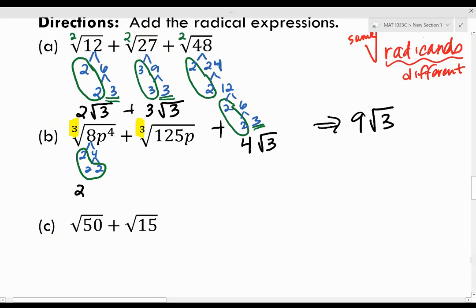All right, now we're going to look at the variable. So remember when we simplified these before, when you look at the index and you look at the power that's on your variable, you want to ask yourself, how many times can 3 go into 4? This time, 3 can go into 4 once, so I'm going to pull out 1p, cube root. And then 3 goes into 4 one time, but it also has a remainder of 1, so 1p stays on the inside. Okay.